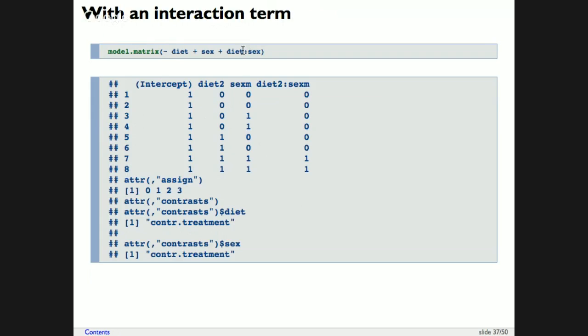And finally, let's add an interaction term. This is the same as the previous model, but we've added an interaction term for diet and sex, and you see that it is 0 except when diet is 2 and sex is male, then it's 1. So this is going to be the amount that is added to the expected value of the response variable for diet 2 for men compared to women.